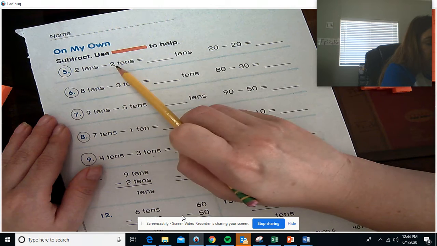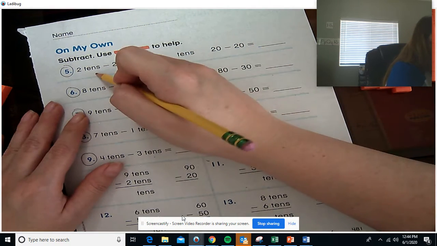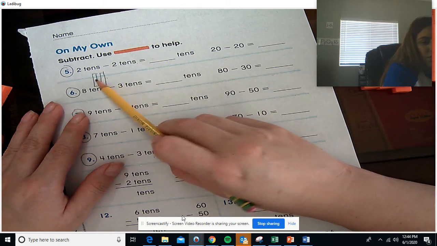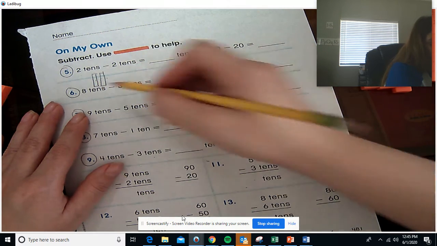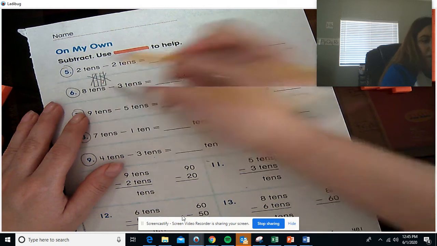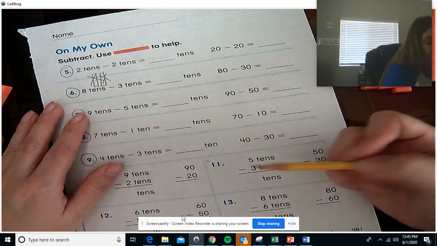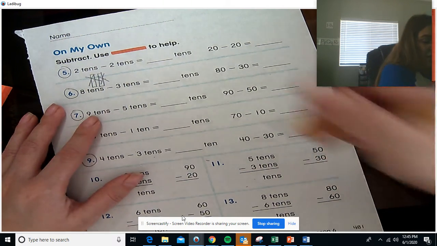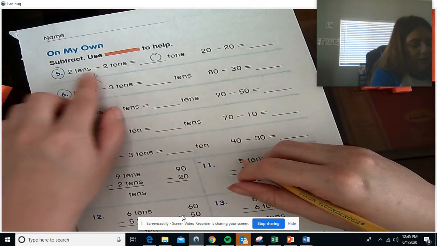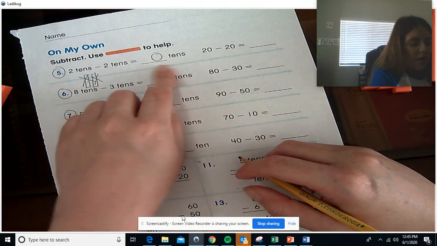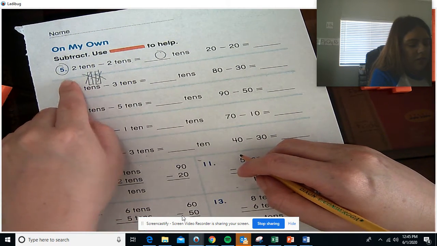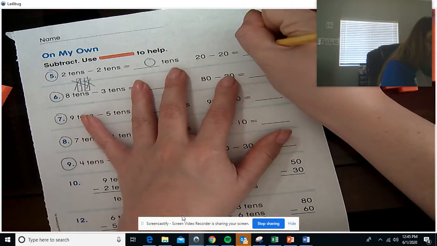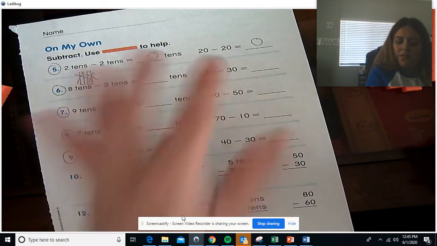So 2 tens minus 2 tens. 1, 2 tens. Minus 2 tens. Minus means take away, so they disappear. How much is left? Nothing. 0 tens. 2 minus 2 equals 0. Is there anything left? 20 minus 20? Did we have anything left? Nope. So our answer is 0.